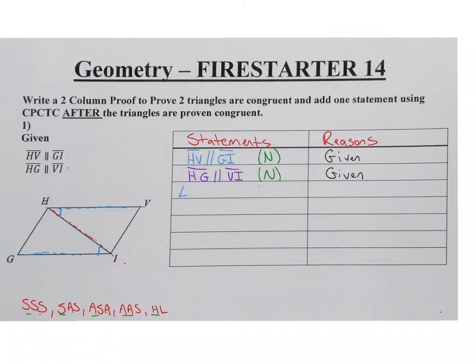So I get to say angle VHI is congruent to angle GIH. The reason for that is alternate interior angles are congruent. Now I always put 2 parallel lines cut by a transversal right there to remind myself I should have 2 parallel lines cut by a transversal.